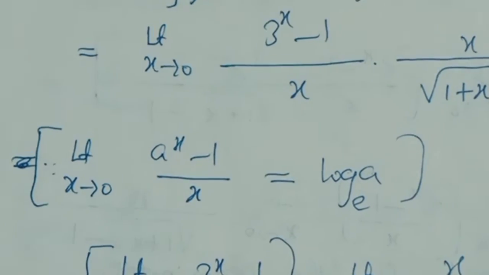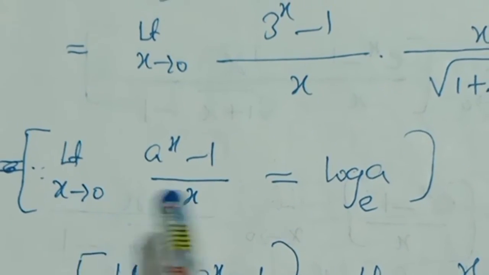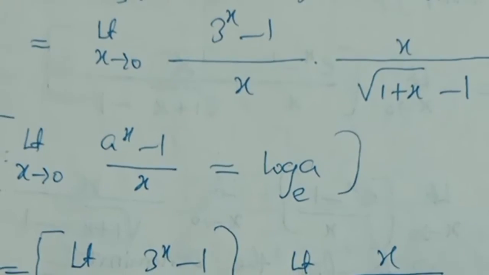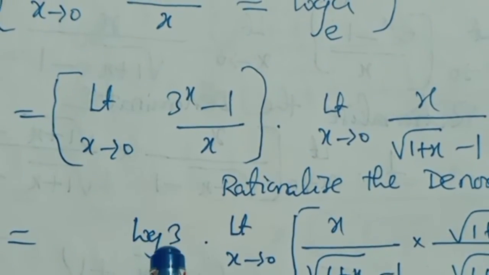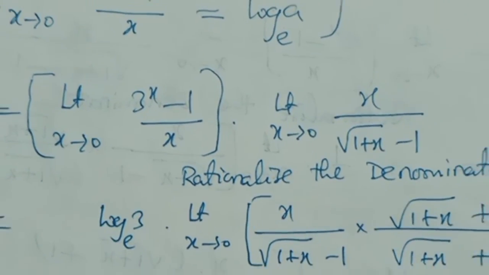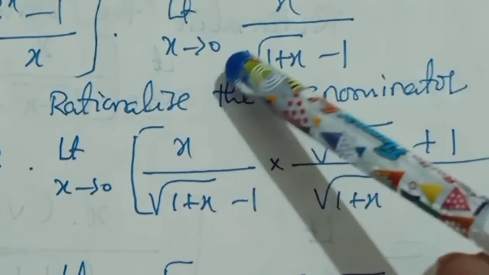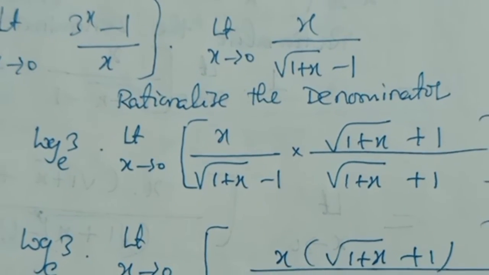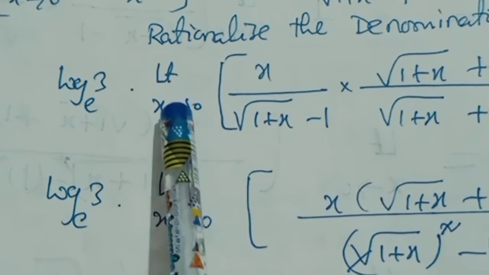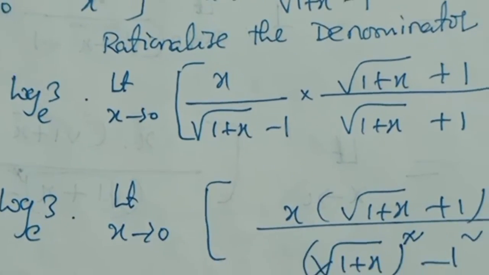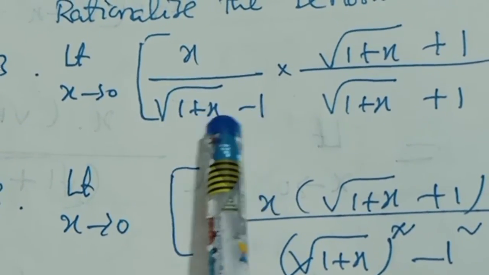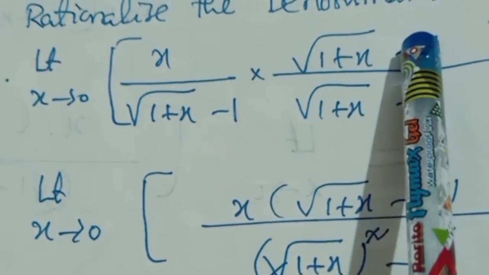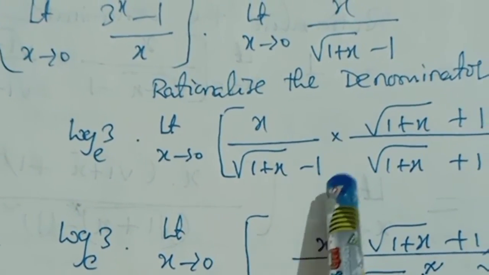So then we write, by using this identity, limit x tends to 0 of (a power of x minus 1) by x is equal to log a to the base e. That means here we write log 3 to the base e. Then limit x tends to 0 of x by square root of 1 plus x minus 1. Now here rationalizing the denominator value, that means limit x tends to 0 of x by, here square root of 1 plus x minus 1, this conjugate value is square root of 1 plus x plus 1. So multiplying and dividing with this conjugate value. Why? Because here we are rationalizing the denominator value.